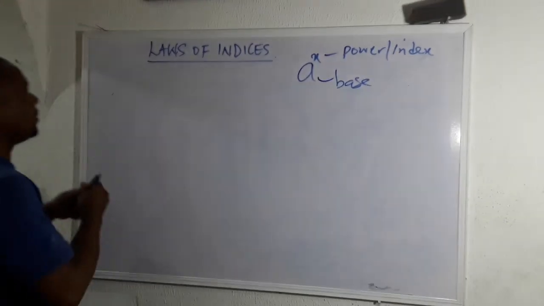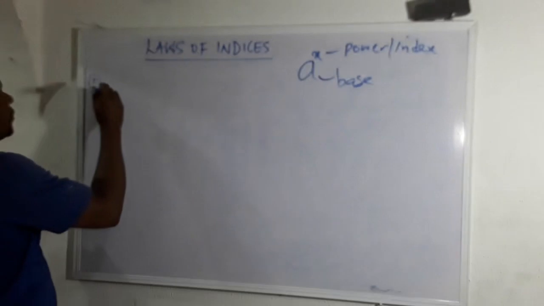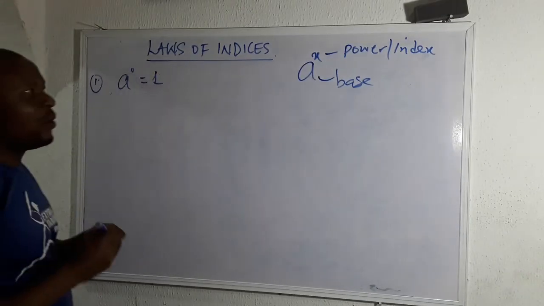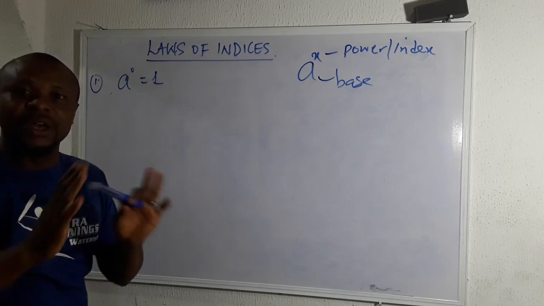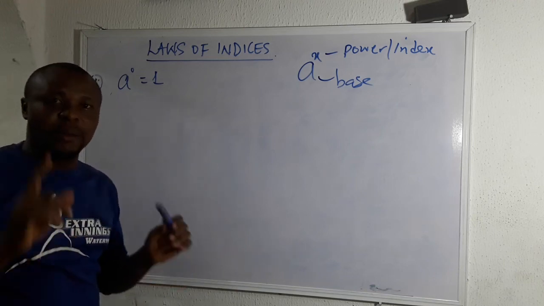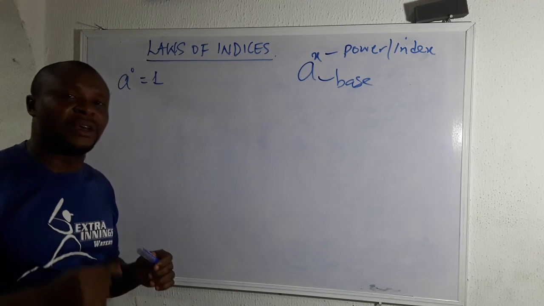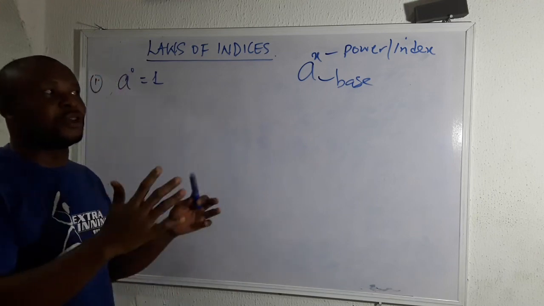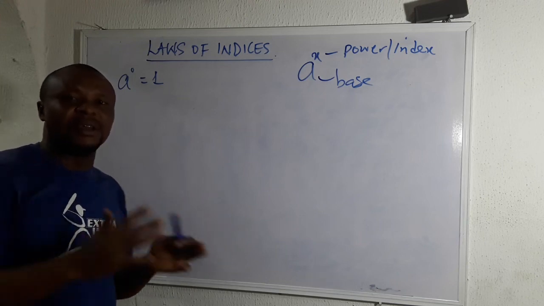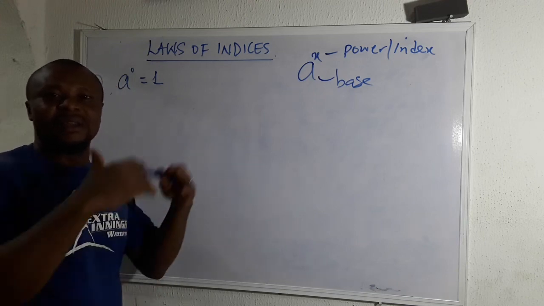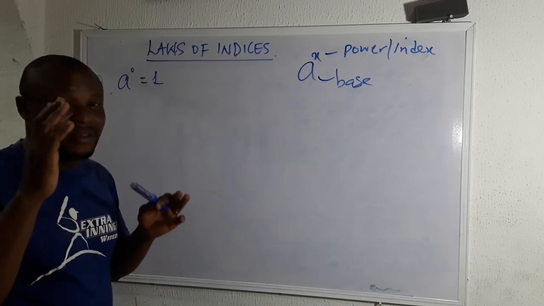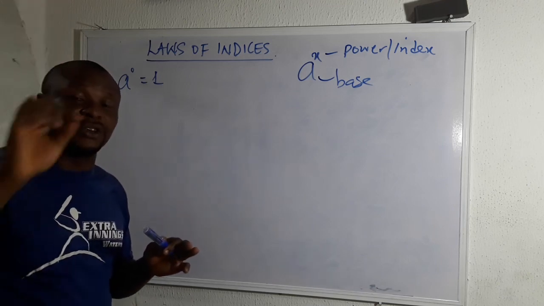The first law, I will write it as a raised to power 0 is equal to 1. Anything raised to power 0 is equal to 1, except when you are talking about temperature measurements. You can say the temperature of this zone is 30 degrees Fahrenheit, 30 degrees Celsius. In that case, the figure raised to power 0 is not 1.